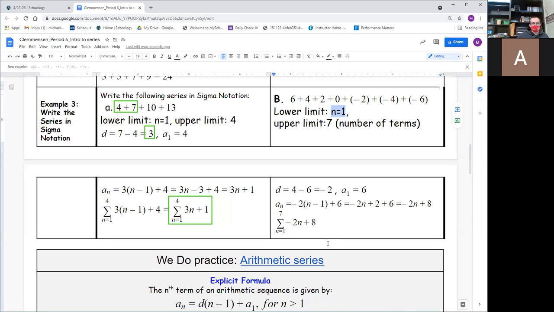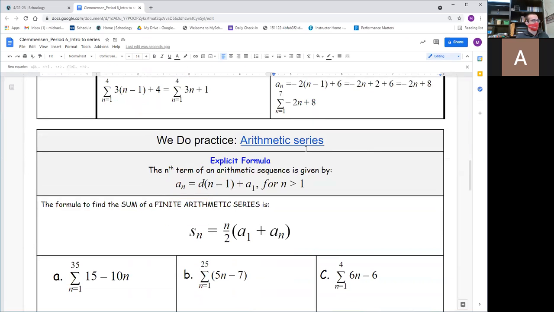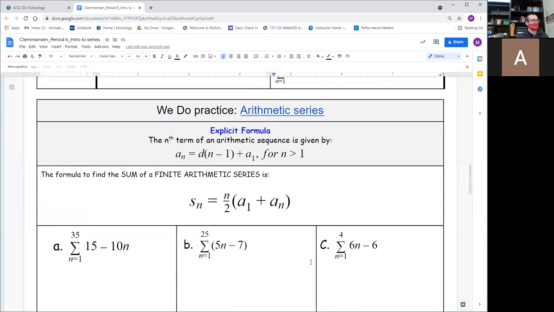All right, let's move into our next section then. I'm going to give you a little bit more time to write this down if you haven't already, then we'll move on. All right, clear off my screen so I don't have those weird boxes. We're talking about arithmetic series now.